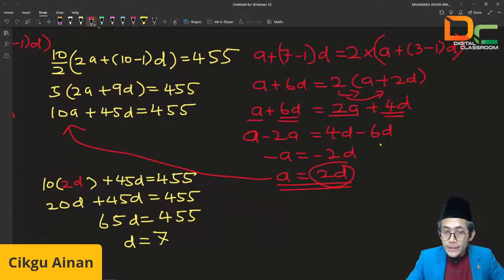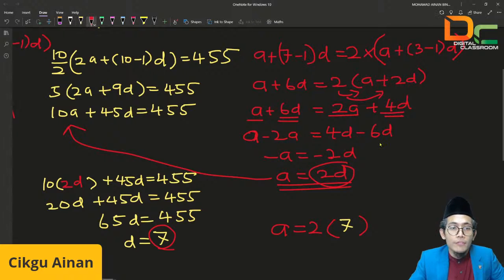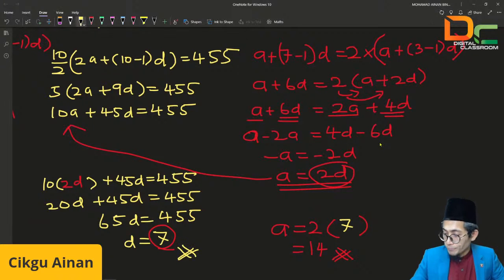Now how to get the first term? First term is a. A is what? A is 2d. How to get d? D is from over here. So just substitute. Therefore, we get 14. So for this one, the first term is 14 and the common difference is 7.